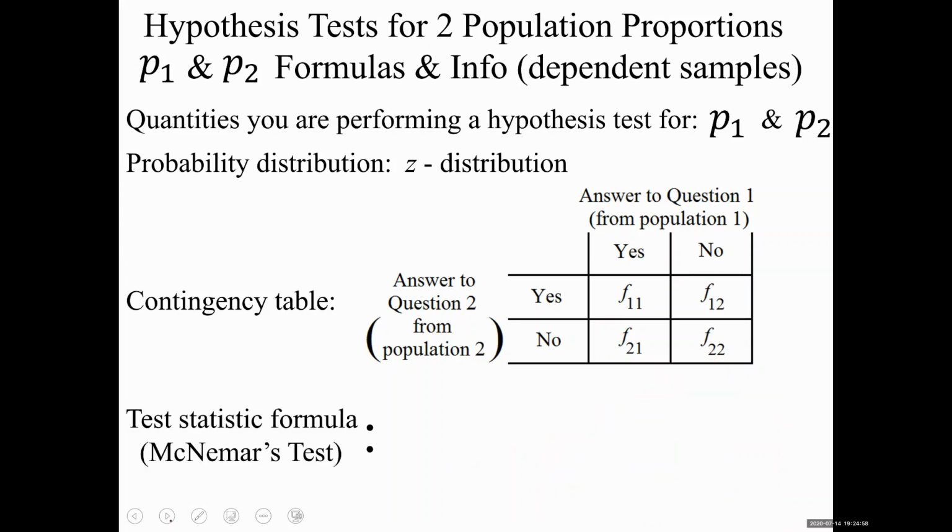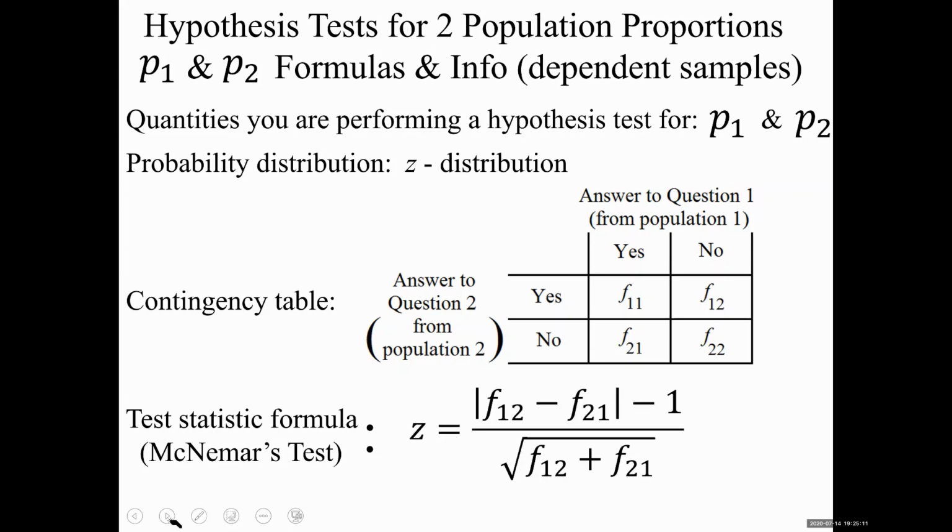All right, and then the test statistic formula. It's named after a guy, which means it's hard to derive. So we're going to say, okay, cool, some super smart guy figured out the formula to use, so we're just going to use it. Here's the test statistic formula. This says absolute value of F12 minus F21. So you subtract F12 minus F21, take the absolute value of the answer, and then minus 1. That goes on top. And the bottom is the square root of F12 plus F21. You have to add these two.